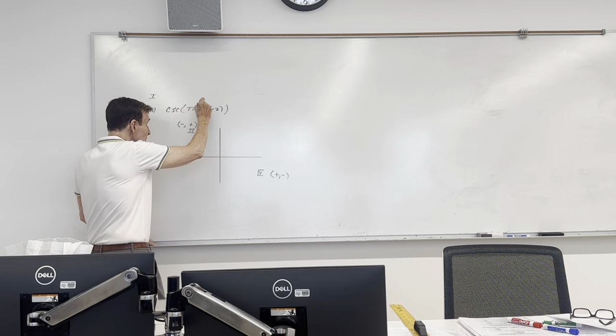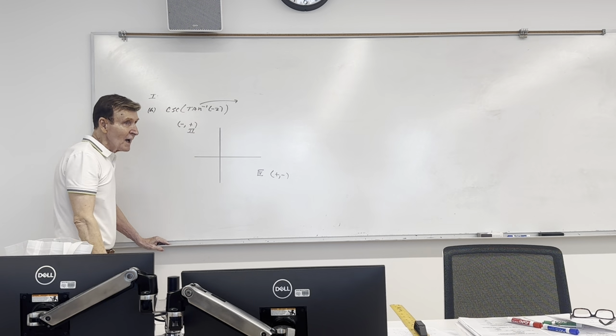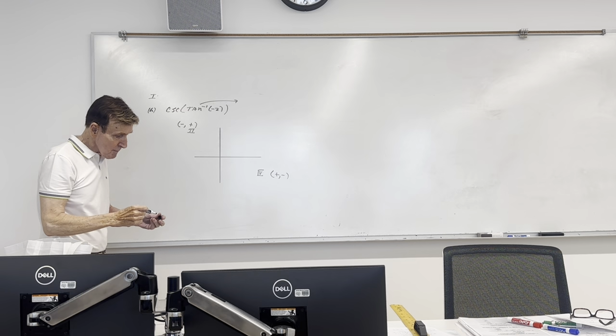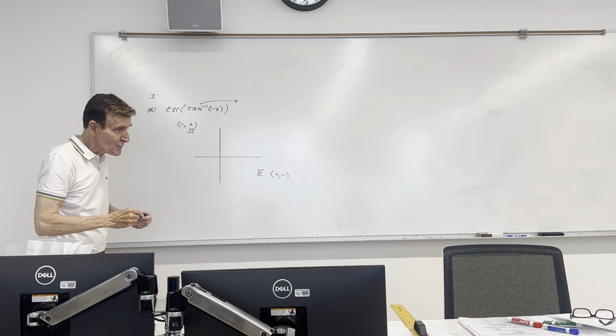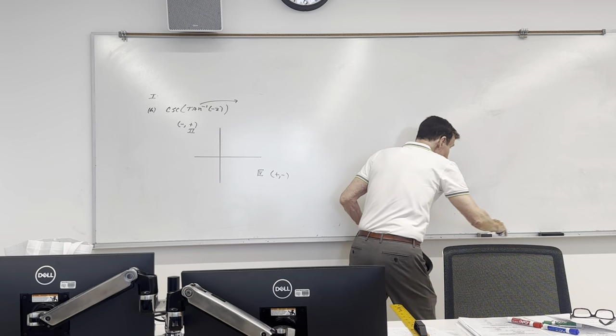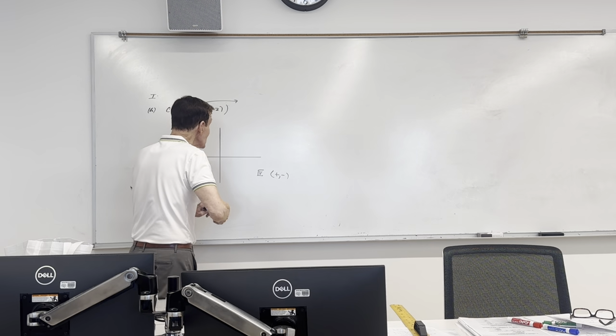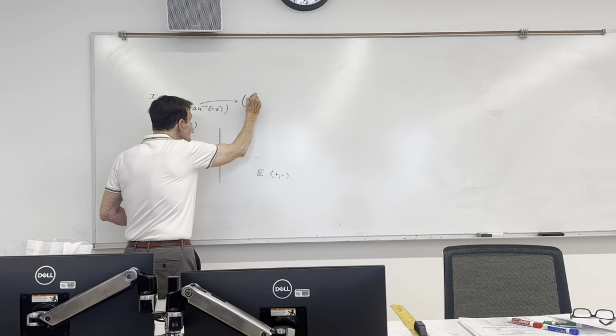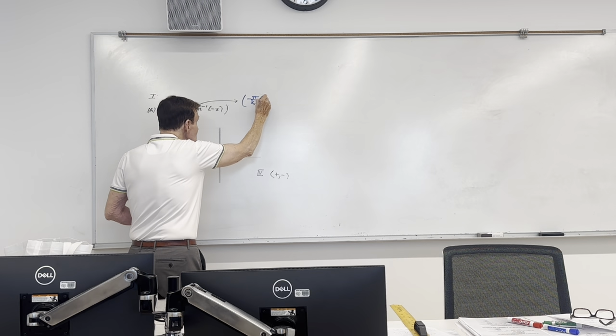It depends on my restriction, which I erased, on the inverse tan. Can someone remind me what that restriction was for inverse tan? Negative pi over 2 over to what? Positive pi over 2, not including. And we just did this today.